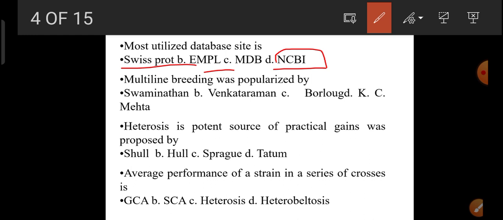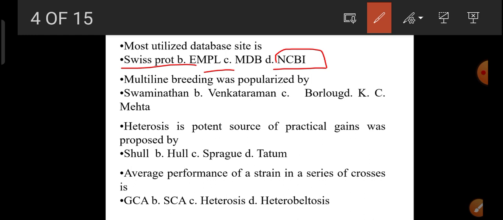Next question is, heterosis is a potent source of practical gains was proposed by. The four options are Shull, Hull, Sprague and Tatum. Answer is Shull. What is the contribution of Hull? Hull has given the concept SCA in the year 1945, and Sprague and Tatum, they combinedly proposed the combining ability theory in the year 1942.